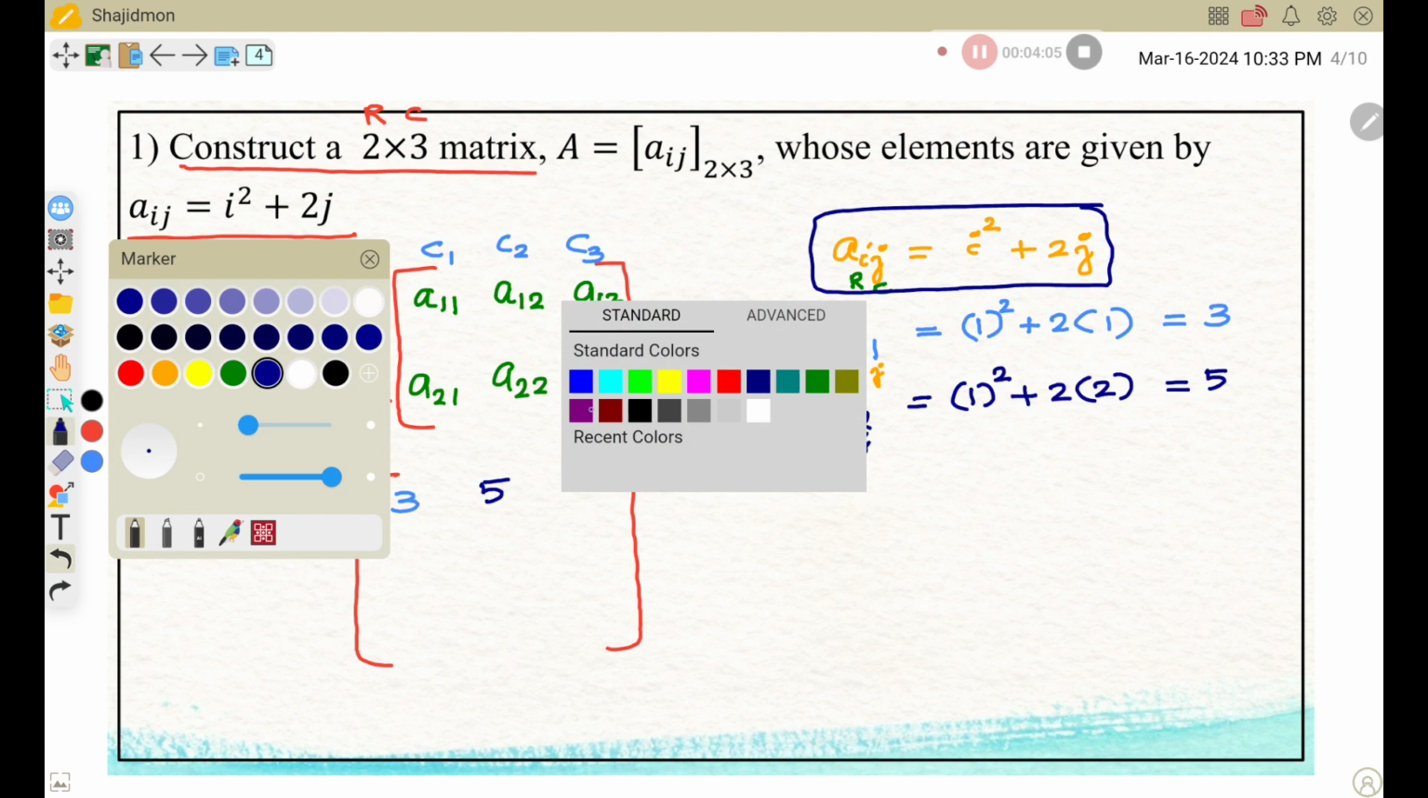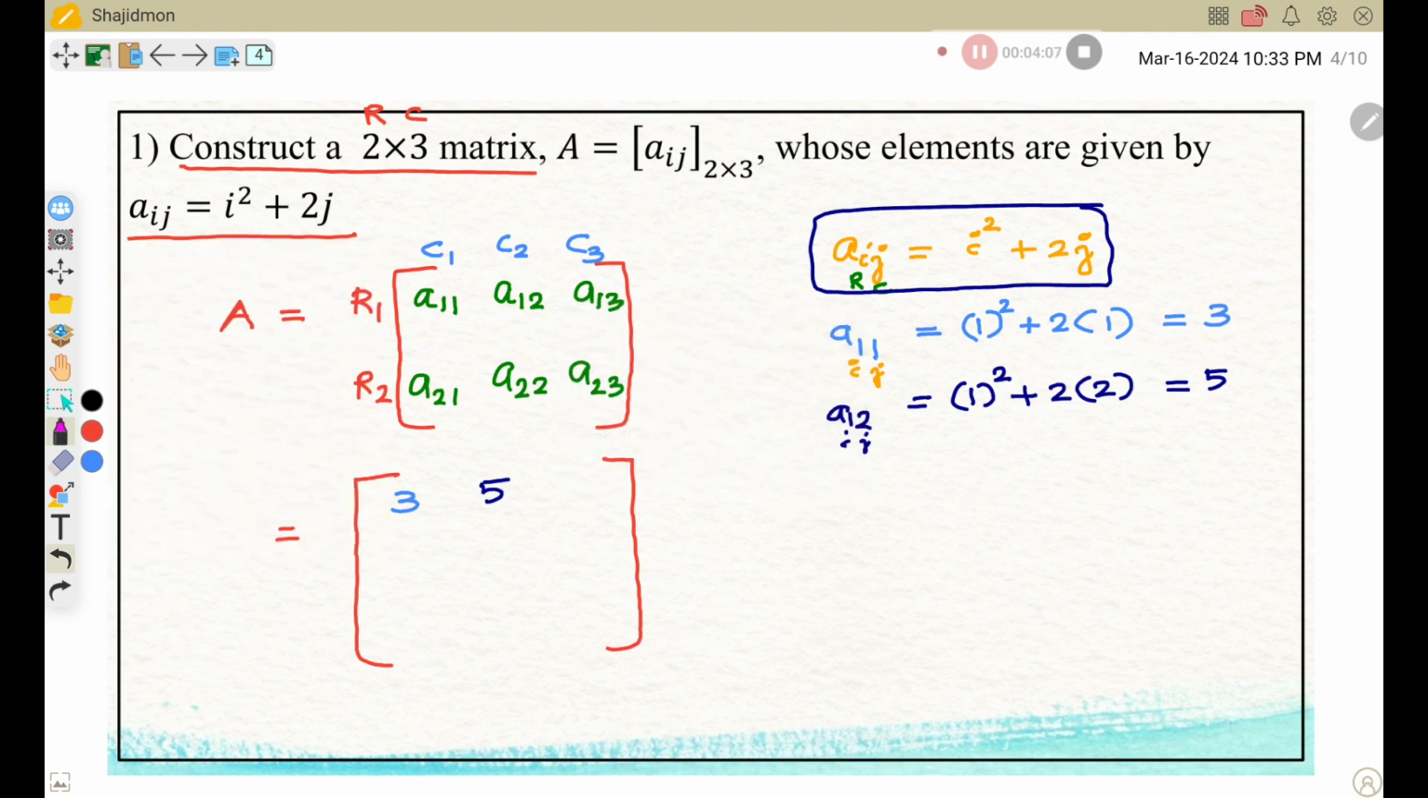Now we will go to the third number, that is A13. In a similar way, A13 means the i number is 1 and the j number is 3. So we apply i square, that is 1 square, plus 2 times j, which is 3, correct? So 2 multiply 3 is 6, and 6 plus 1 is equal to 7. So we got the third number equal to 7.